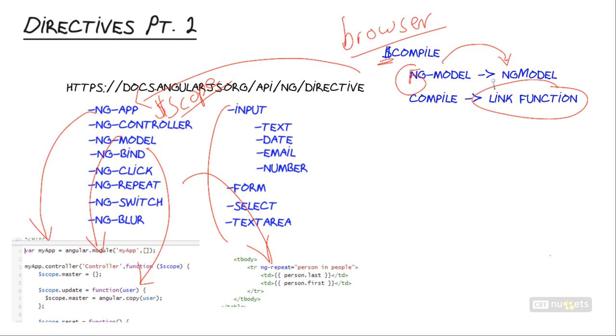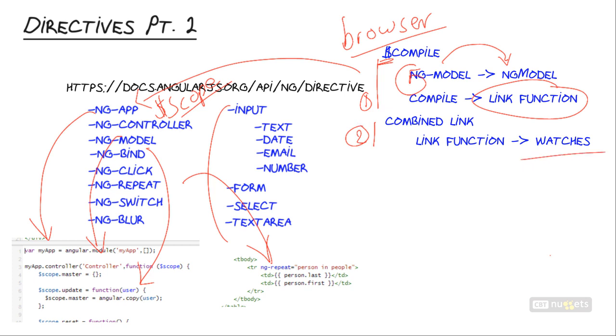So it's important to know that the compile function is executed, but the link function at this step is not executed. The link function is simply added onto a list of functions called the combined link. So first, this entire compile phase runs. Then the combined link function runs secondly, and the combined link function executes each of those link functions, and those link functions are where your watches are set up.